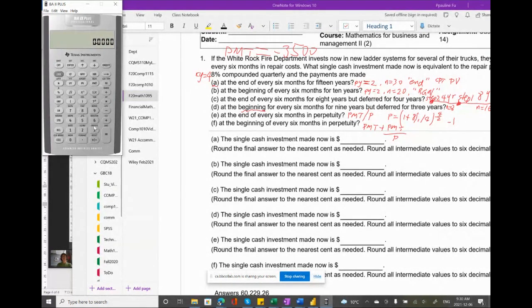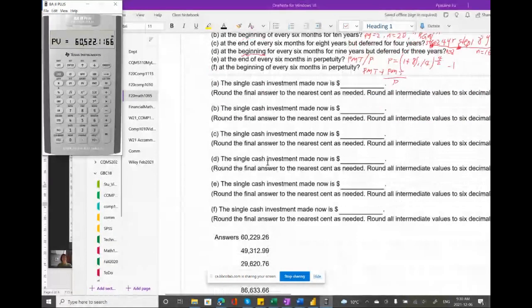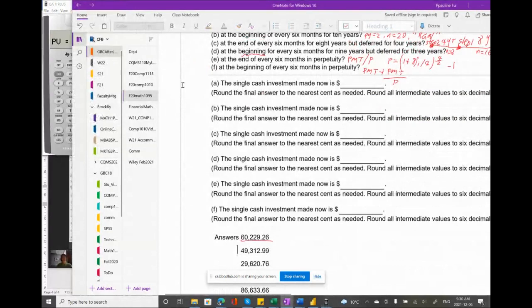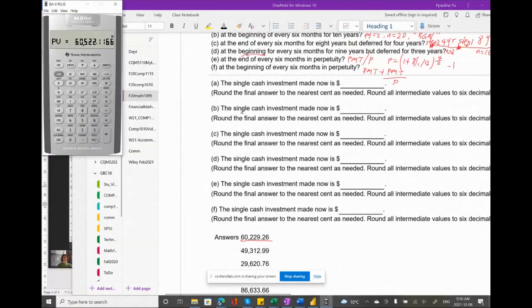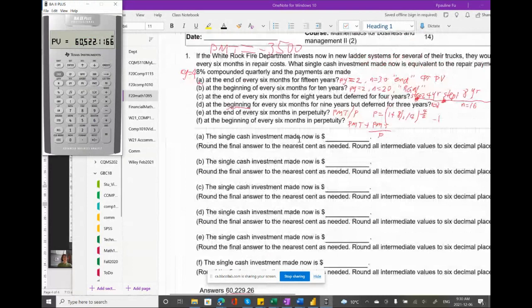Okay, now enter the given numbers. 30 is term N, 8 IY, 35,000 negative PMT, 0 future value, compute PV. So that is your answer for question A. Any questions for question A?